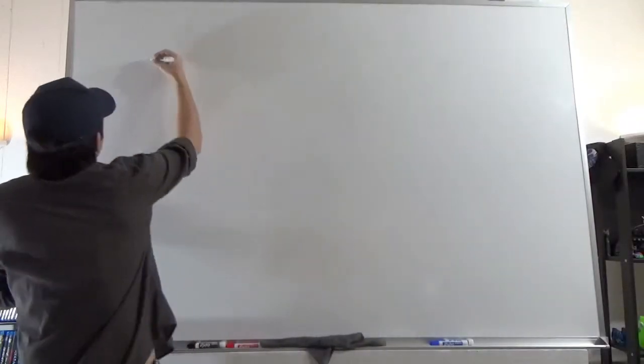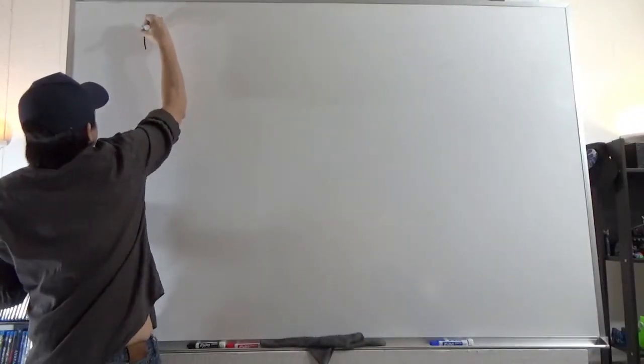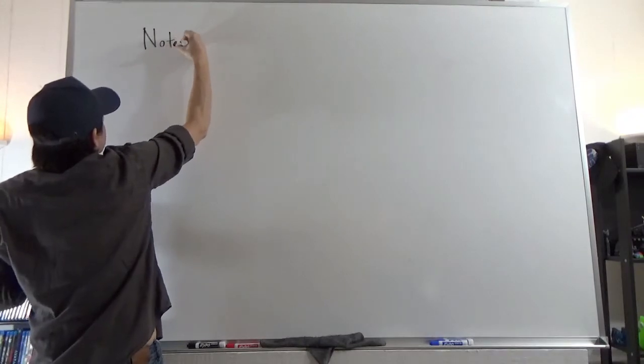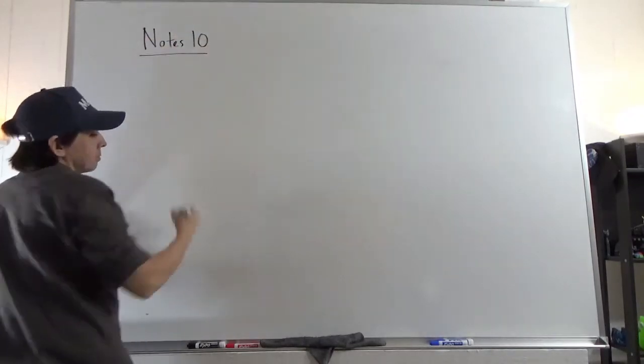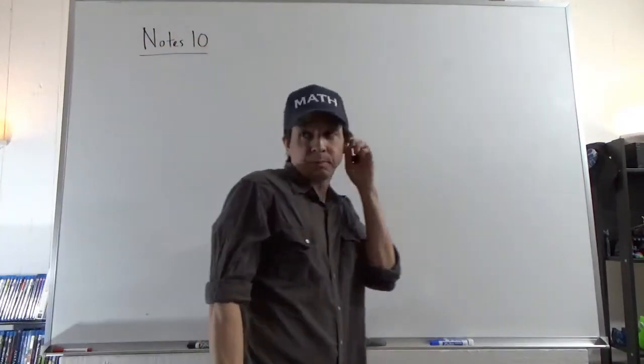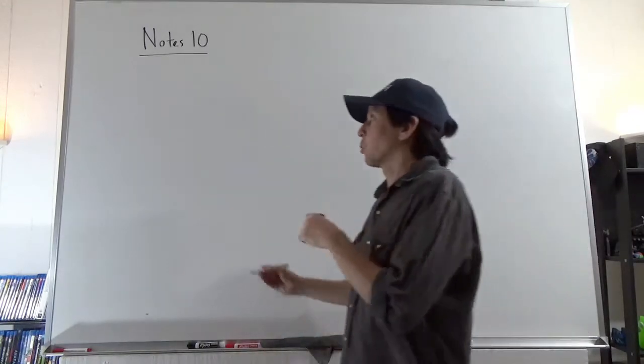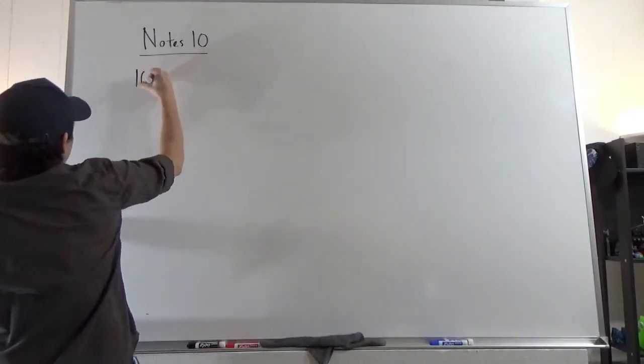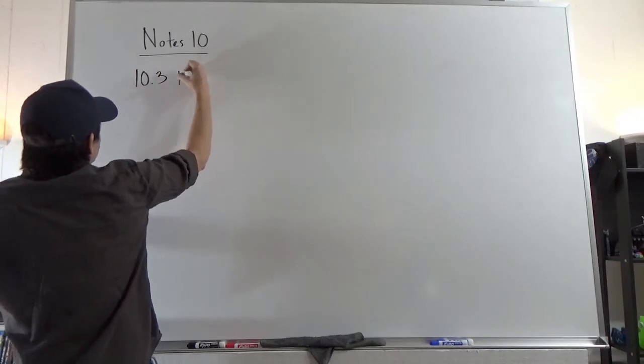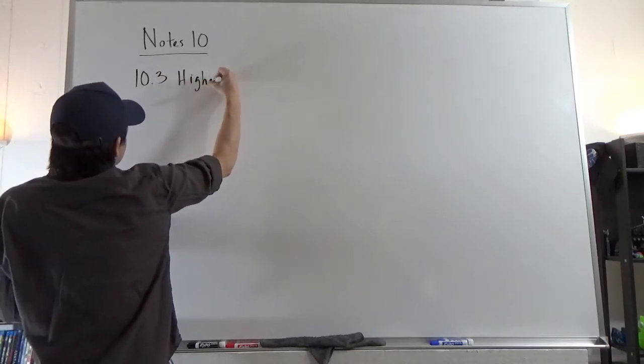Okay, this is the last thing on the first exam. Less than 10, roughly about 10 lessons and then an exam. 10.3 is a section from the textbook, and it is on what's called higher roots.